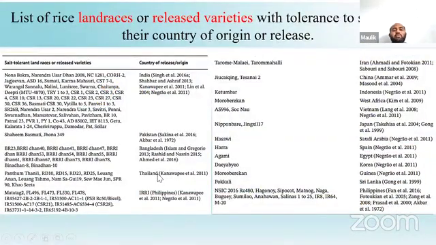This is the list of rice landraces and released varieties in India and all over the world. These varieties were released in India for affected areas where salt is a major problem. In Pakistan and Bangladesh, there are also all these varieties.